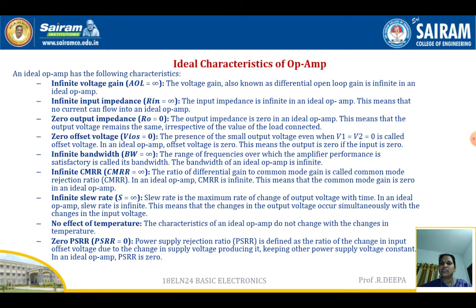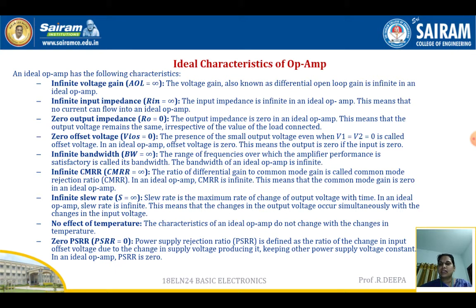The next characteristic is infinite CMRR. So what is CMRR? It is the ratio between the differential gain and the common mode gain. We call it the common mode rejection ratio. If it is infinite, it means that the common mode gain is 0 in an ideal op amp.